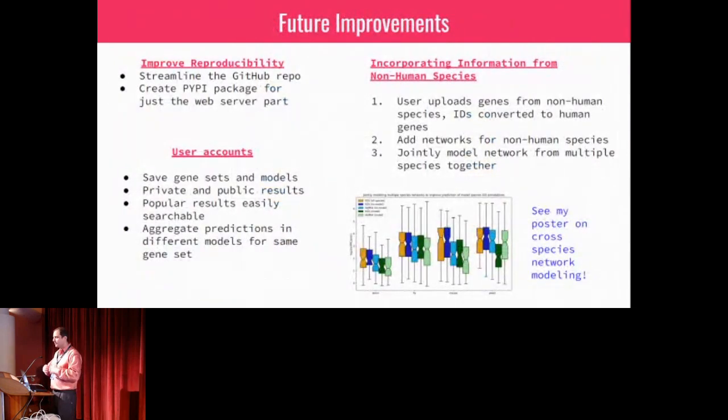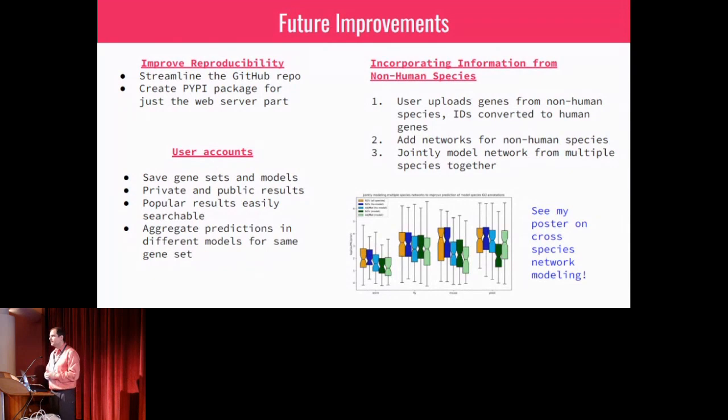So, some future improvements. We really want to streamline the GitHub repo and possibly make a package just for the web server part, so that after you run your own results, you can access all the web server things. We want to think about user accounts so people can save gene sets, so other people can see gene sets that were really important or other people's results, and then possibly aggregate predictions across multiple models. And also incorporating other species.